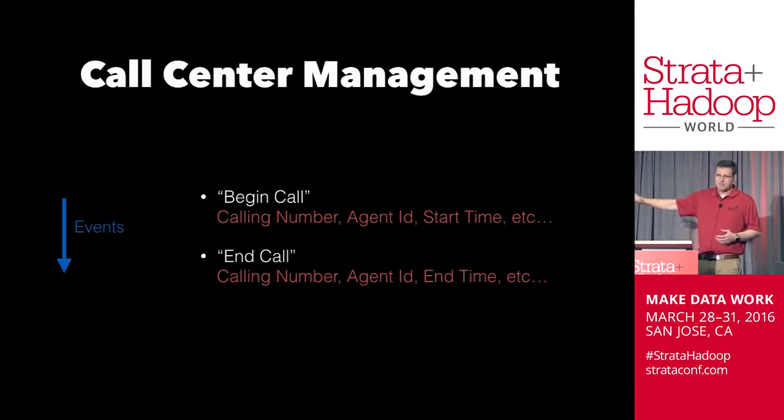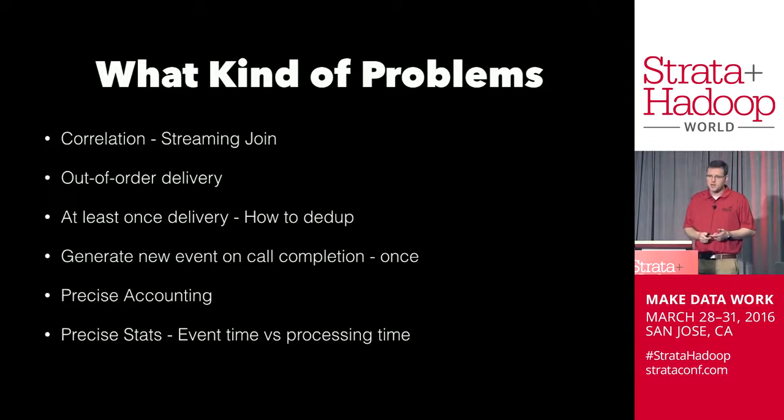So if we take this app, which is fairly straightforward, and we want to look at what we can talk about in terms of this app, we can talk about correlation. Right? We need to find the ends and the beginnings and match them. We can talk about out-of-order delivery, because sometimes the end for a call comes before the start of the call. I can't guarantee that I'm going to get the messages in order for this particular app. I can talk about at least once delivery, right? If I've got the source set up to be an at least once delivery source, I may get doubles. I may get notified about a begin call twice. That's actually a good thing, because in many cases, that's the best we can do. I want to generate a new event on call completion.